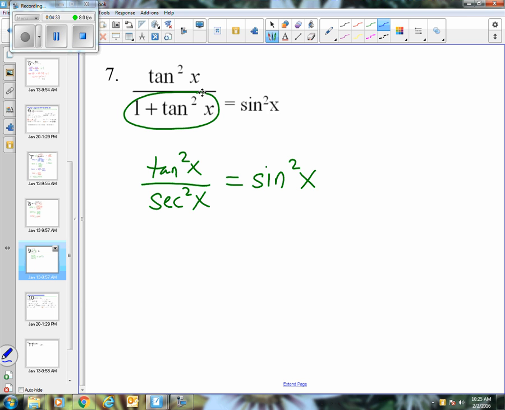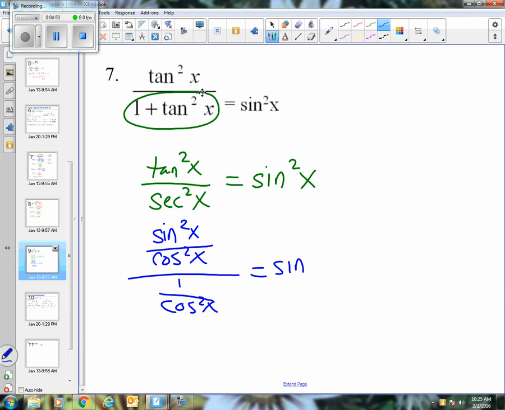I think because the other side is a sine squared, it might make sense to look at this left-hand side and change everything into sine and cosine. So if it's tangent squared, that would be sine squared over cosine squared. Secant squared is 1 over cosine squared. And we're trying to prove that that's sine squared of x. All right, now let's see if that's true.